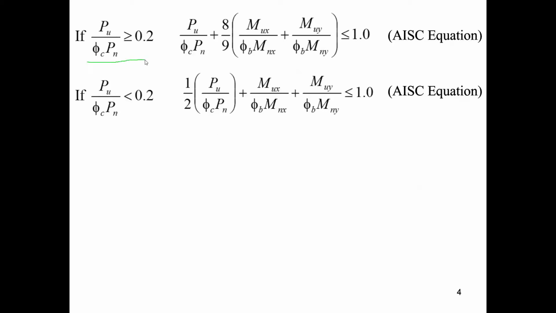If the axial load is large, in other words, if Pu over phi c Pn is greater than or equal to 0.2, the bending moment term is slightly reduced. Here, the bending moment term is reduced by 1/9. For small axial load, in other words, if Pu over phi c Pn is less than 0.2, the axial load term is significantly reduced. Here, the axial load term is reduced by 1/2.